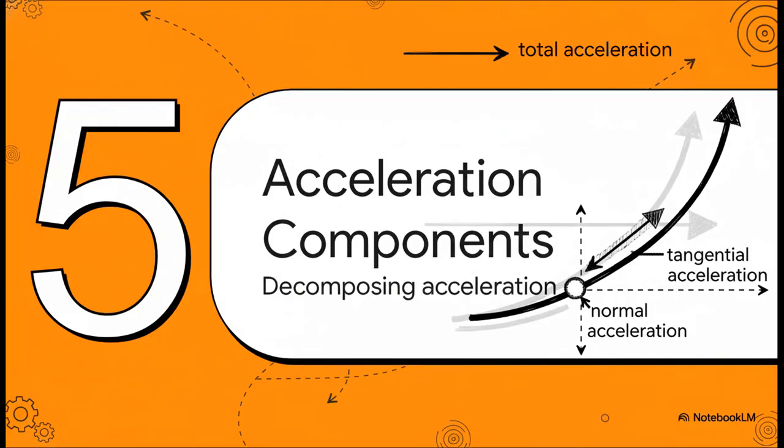So we know the total acceleration is this constant sideways push, but we can learn even more by breaking that acceleration down into its two distinct jobs. See, for any object moving along a curved path, acceleration is doing two things at once. It's changing the object's speed and it's changing its direction. So let's look at those two components, the tangential and the normal acceleration.